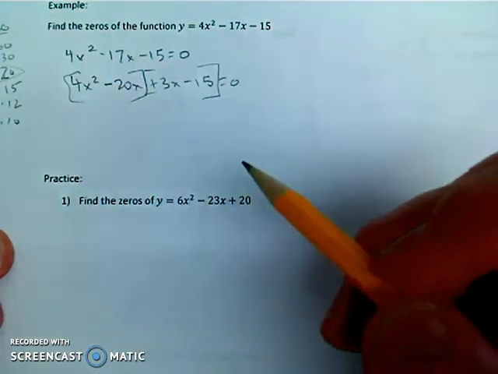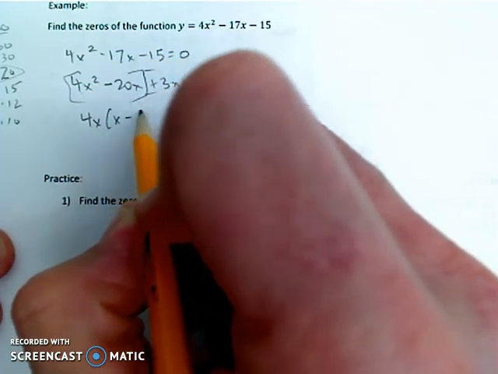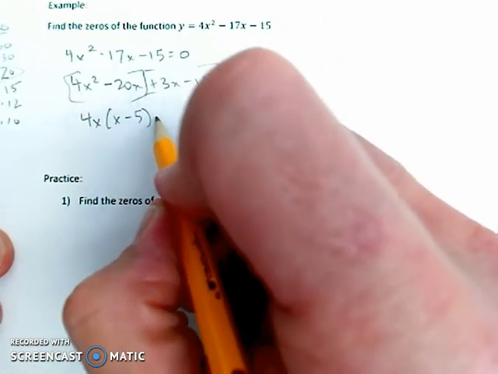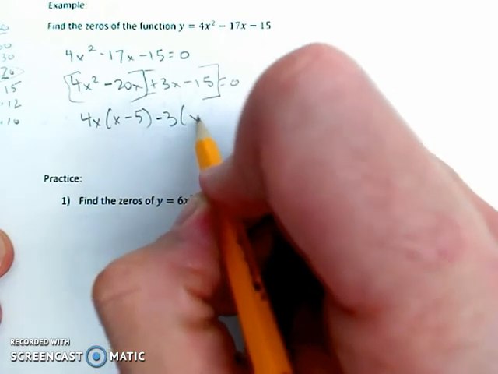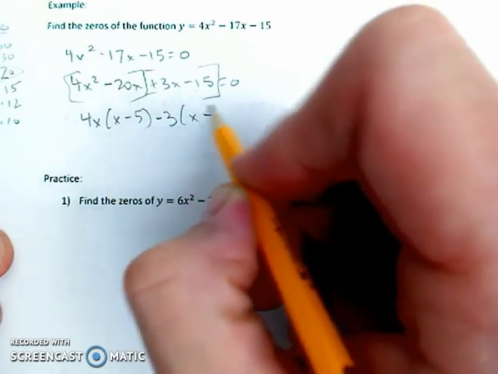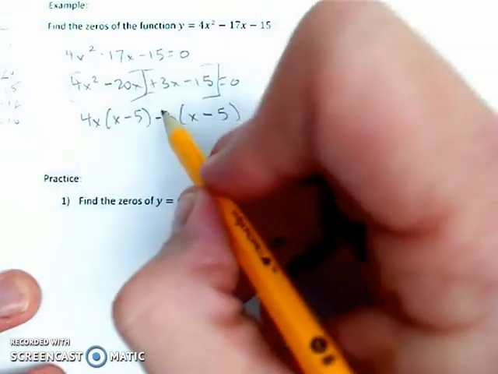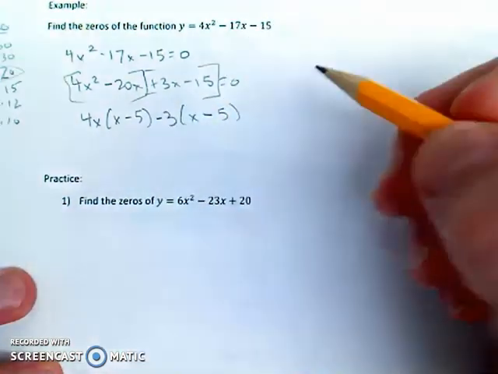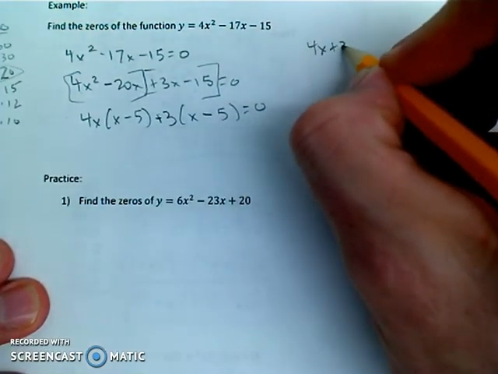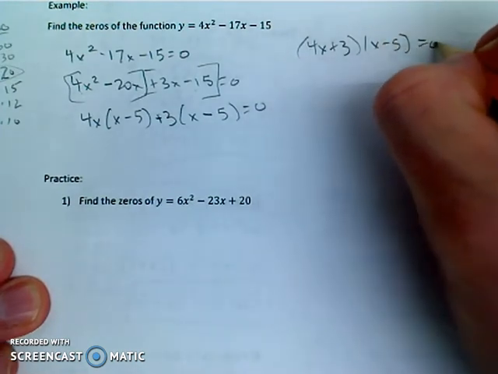Fourth or fifth example we've done, so I'm going to move a little bit quicker. I can see that I can take a 4x here, x minus 5. 3 and negative 15, I can take a negative 3 out and have x minus 5. See this? Positive 3. And that's set equal to 0. So 4x plus 3 times x minus 5 equals 0.